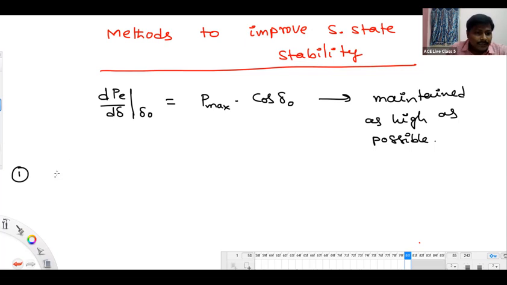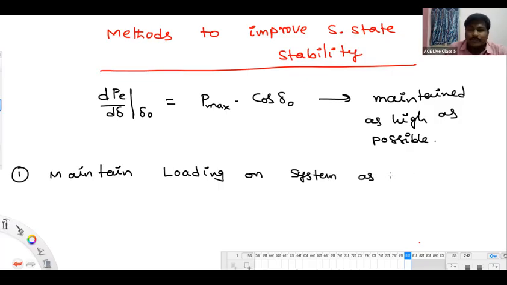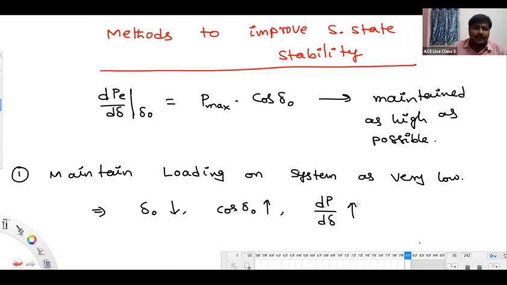So the first one we can say: maintain loading on the system as very low. That implies delta naught will be less, cos delta naught will be high, dP by d delta will be high, and system stability will definitely be high. So this is option one.